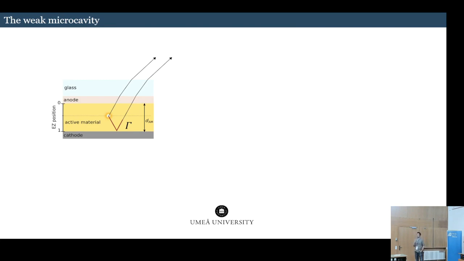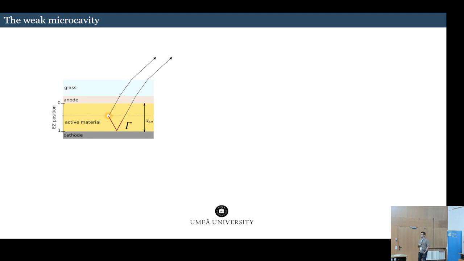So we have already seen in the previous sessions what this microcavity is, but in short, we have a layer of a certain refractive index sandwiched in between a semi-transparent electrode and a highly reflective electrode. And it emits from a certain position, and the wavelength of this emission is the same order of magnitude as the cavity. So we have an optical cavity. And where this emission takes place is very relevant for the device performance.